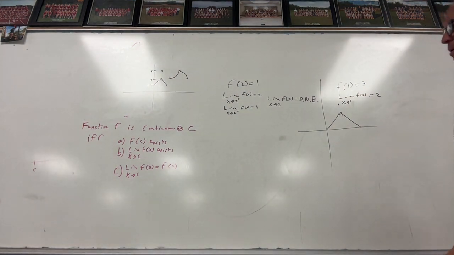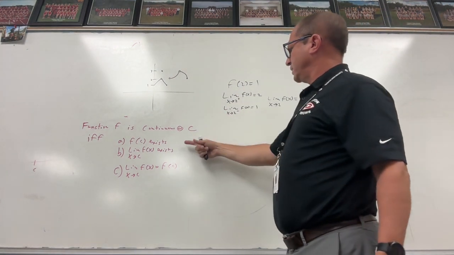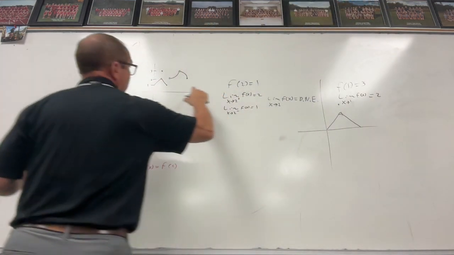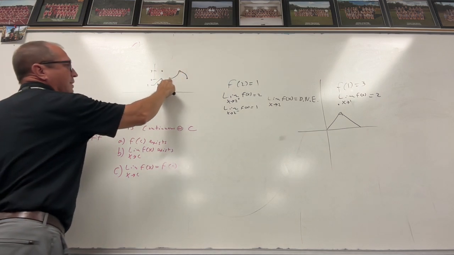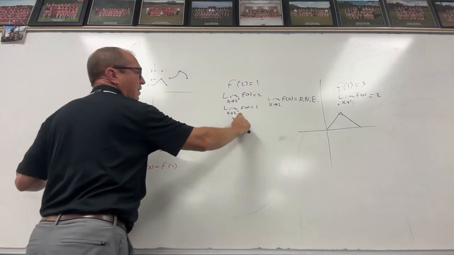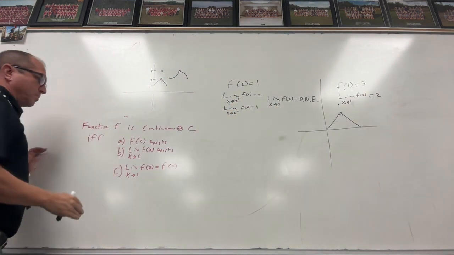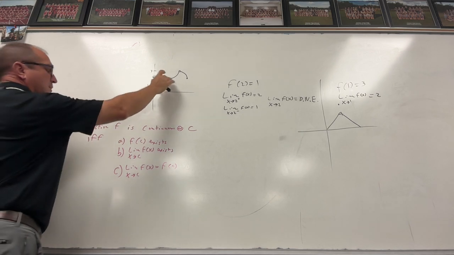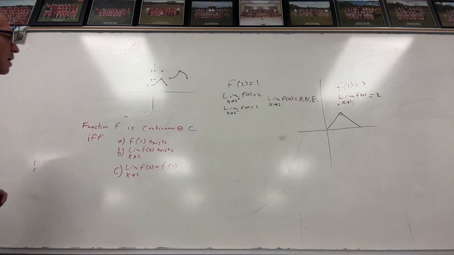And then in part 2, we see that f of 2 exists, but the limit coming in from the left is 1. The limit coming in from the right is 2. So because the left-hand limit does not equal the right-hand limit, that means the limit as x approaches 2 does not exist. So this function is not continuous at 2 because the limit as x approaches 2 does not exist. So now we're on to 3.